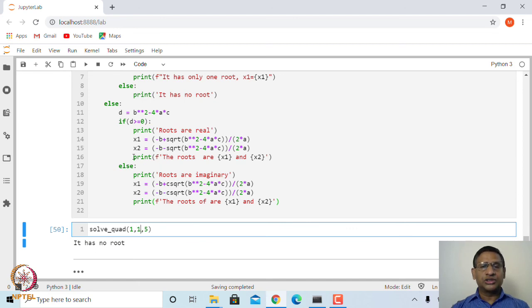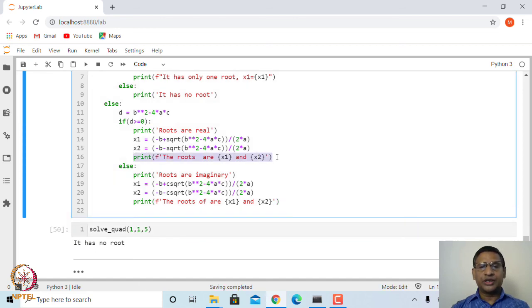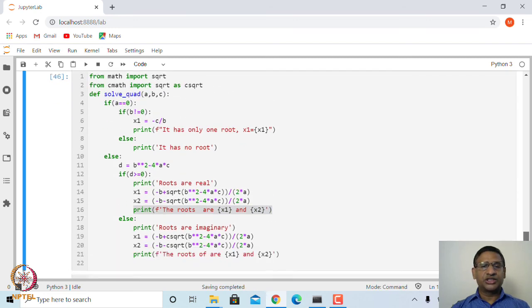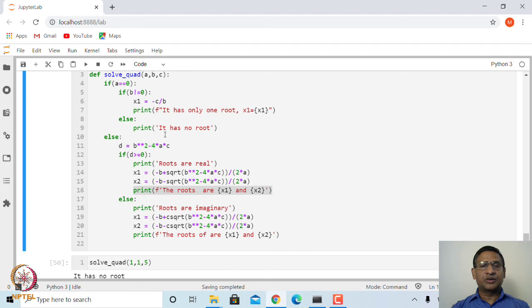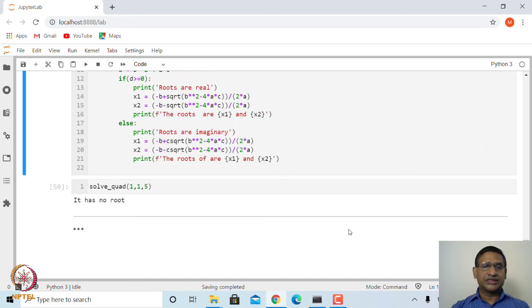You could have also tried to use return instead of print. So, you may just try to change this, wherever you have print, you can change it to return. Of course, in this case here there is no return, you have to have print, but here x1, x2 you can return. So, I expect you to do that exercise.